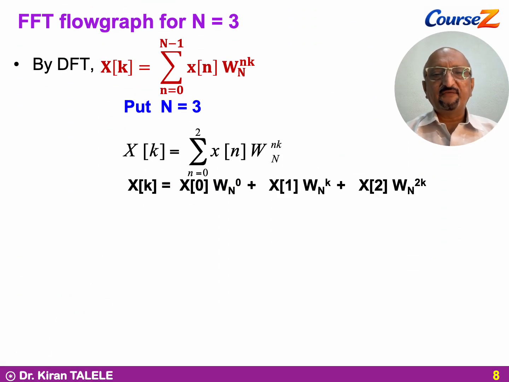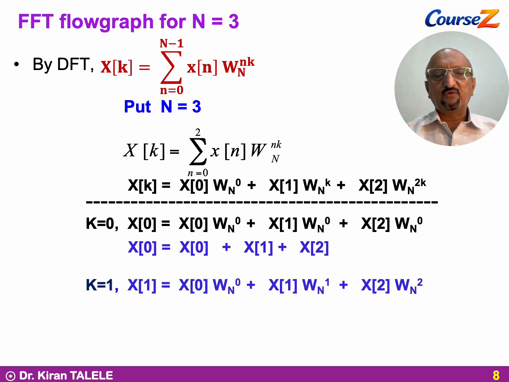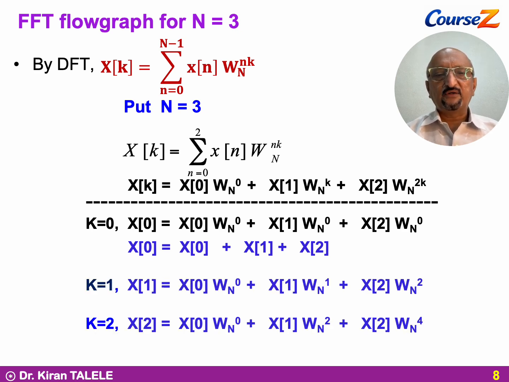Similarly, to find FFT flow graph for N equal to 3, let's start with the DFT equation. Put N equal to 3, expand this summation term and evaluate this equation for every value of k. The first value at k equal to 0 is the summation of all the input numbers. At k equal to 1, we get X of 1. At k equal to 2, we get X of 2, and so on. All these equations we have to implement graphically.